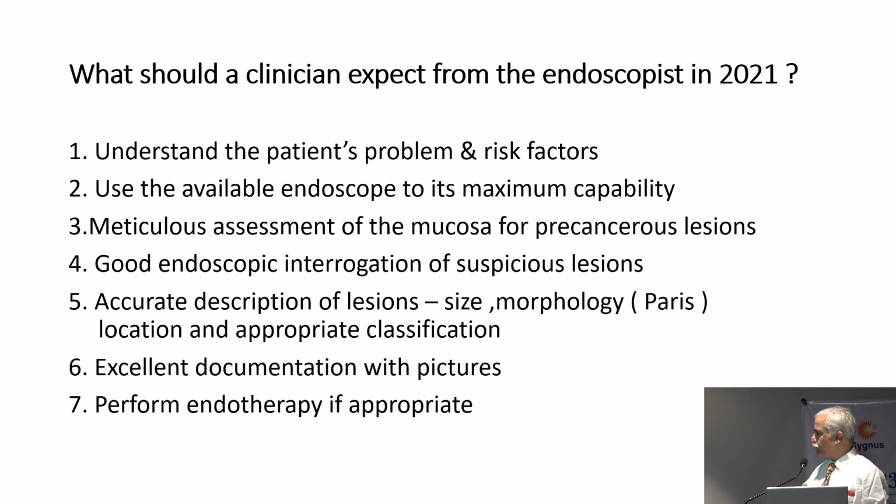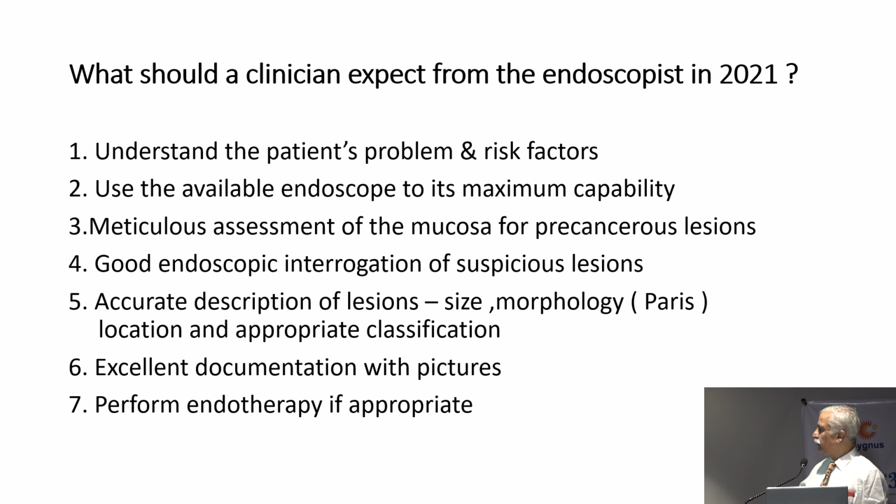When you write a report, make a good description: the size, the morphology, the Paris classification. Where is the location? You can't write just ulcer seen in body. Next time you don't know which part of the body it is: anterior wall, posterior wall, lesser curve, greater curve. The best way is to document it. If you take a good picture, you don't have to write too many other things.